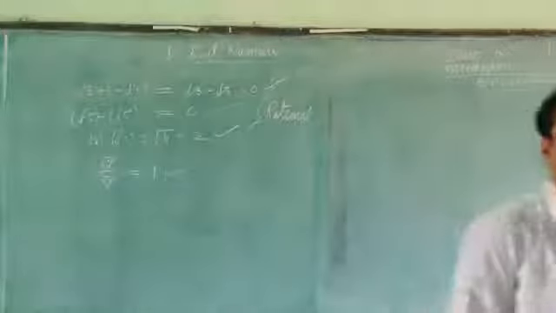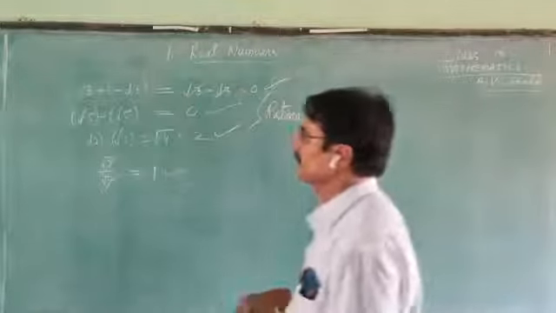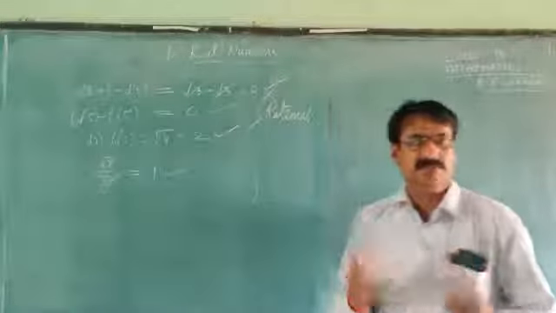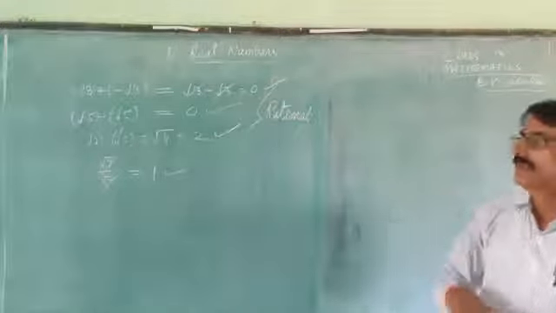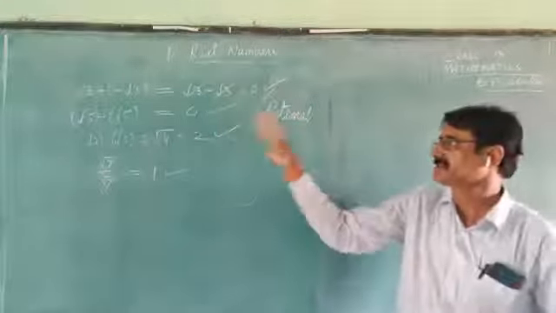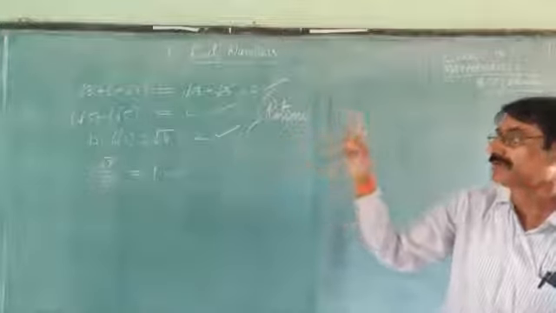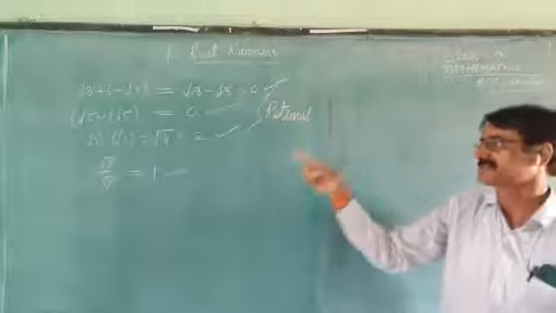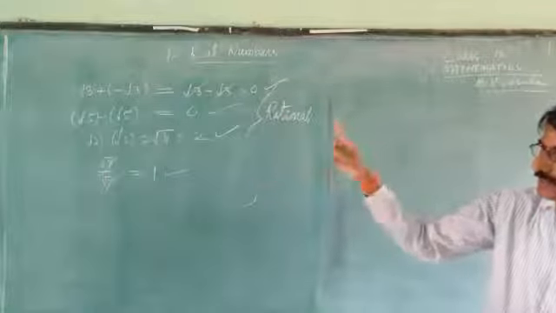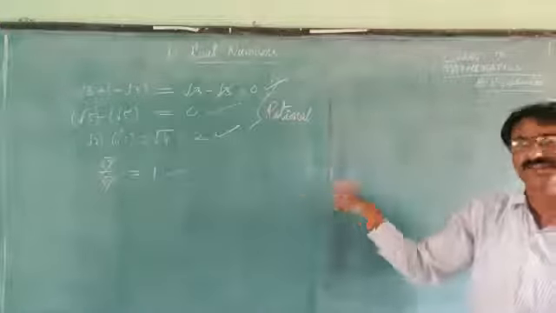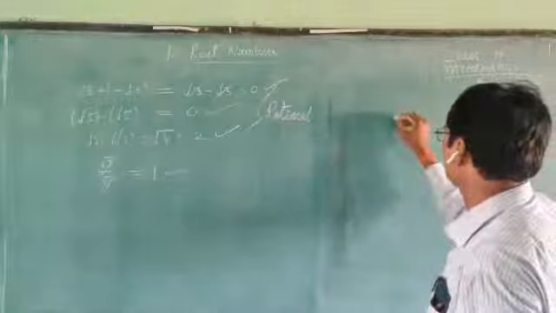In these examples, we got the sum of two irrational numbers as a rational number. The difference of two irrational numbers is a rational number. The product of two irrational numbers is a rational number. The division of two irrational numbers is a rational number. Now observe this example.